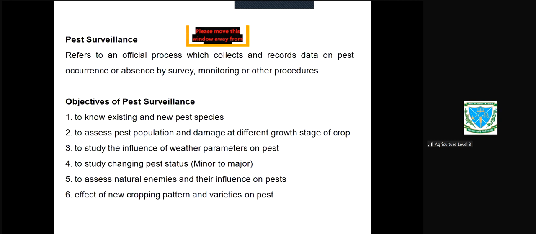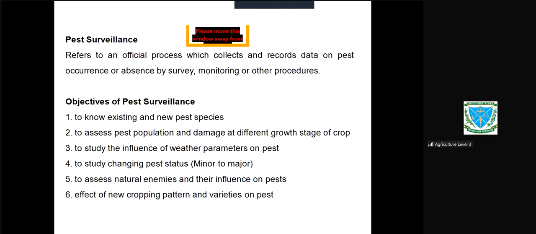To assess the pest population and damage at different growth stages of the crop. At different stages of the maize growth, what about the fall armyworm? Say for example, what is their population, big, medium or small? And damage, how much damage? Highly damaged, moderately damaged or low damage? At different growth stages: seedling stage, growing stage, flowering stage, pre-harvesting stage, harvesting stage, etc.